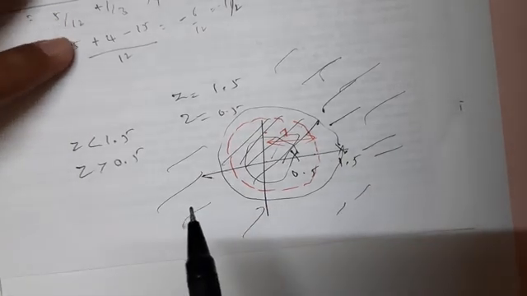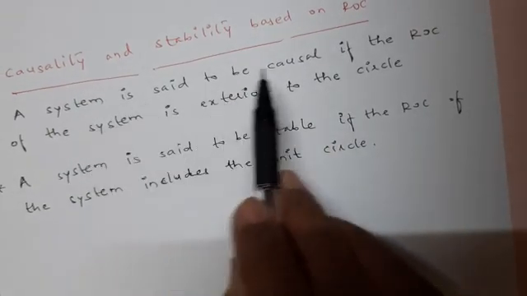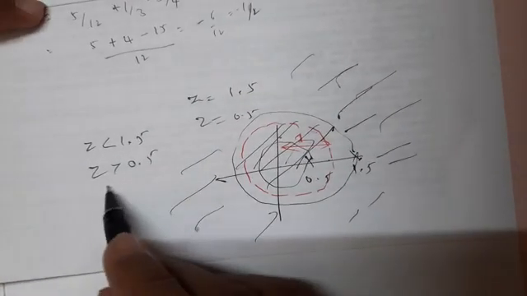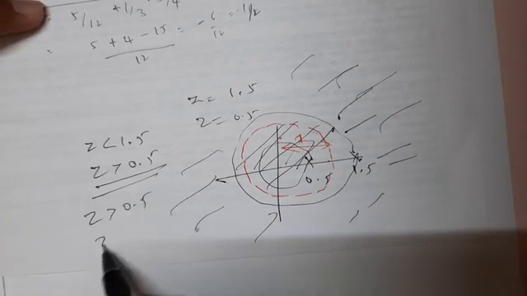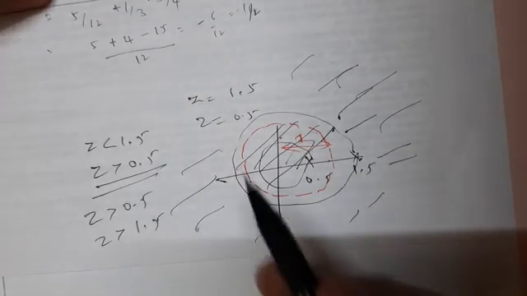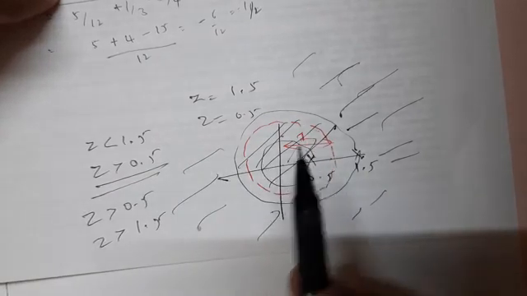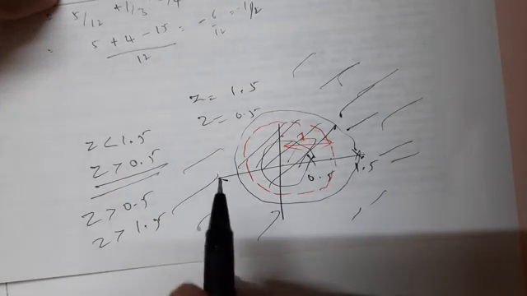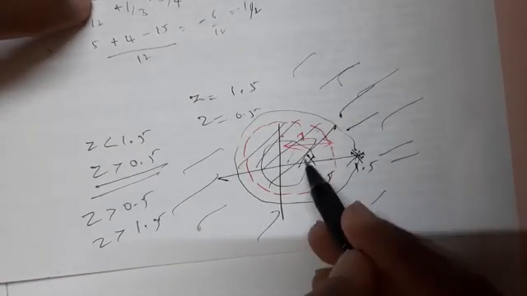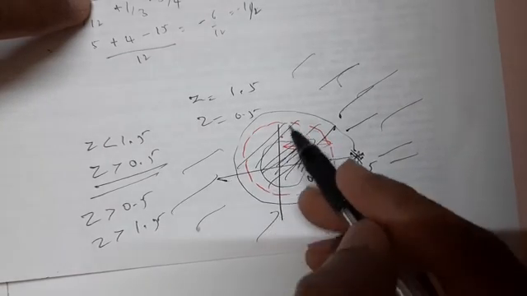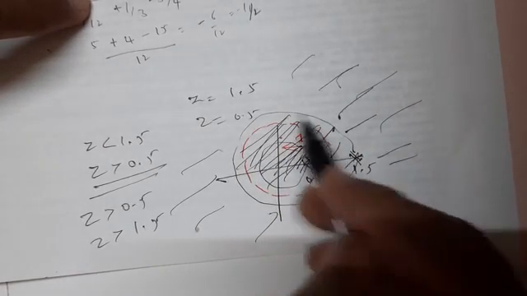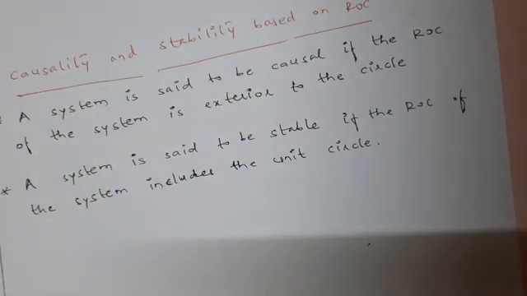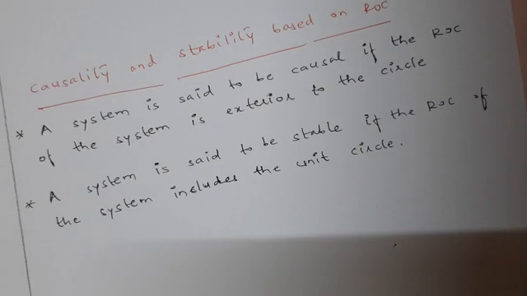And what does the causality property state? Causality states that a system is said to be causal if the ROC of the system is exterior to the circle. It means the condition is that it should be |z| greater than 0.5, |z| greater than 1.5, anything. But when |z| is less than 1.5, then the ROC is interior to the circle, and it indicates that the system is non-causal. We'll solve the numericals also, where it will be easier for you to understand.